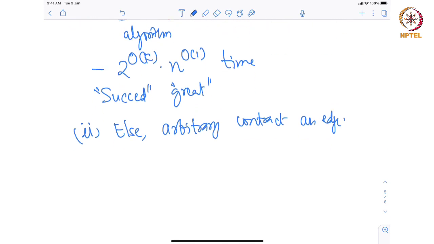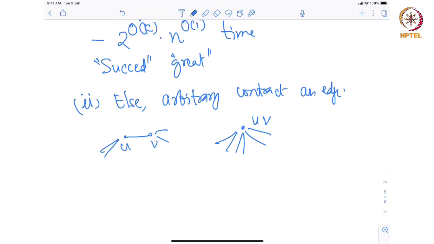So, what does contraction mean? Contraction means basically if you have two vertices and an edge uv, you make a single vertex uv, and make everybody who was adjacent to u or v adjacent to uv. So, this is what contraction means. Now, let us look at G contracted uv. This is a symbol that we have.